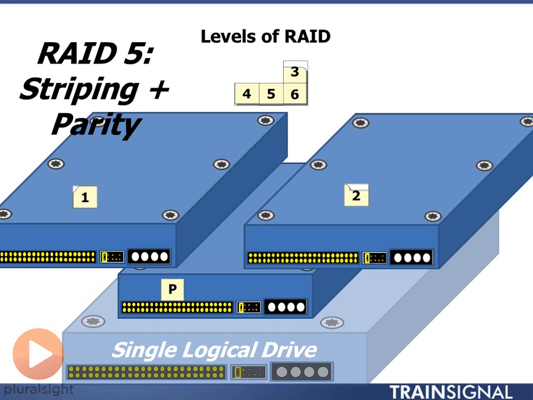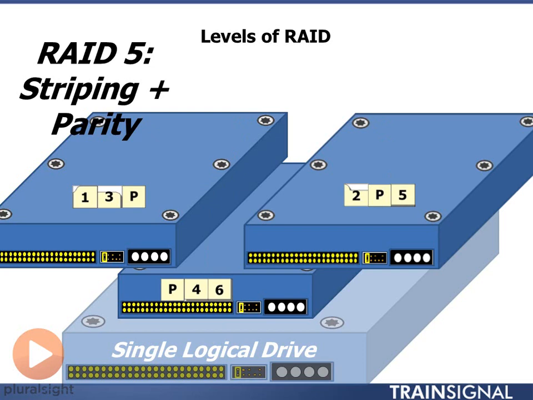But we move the parity block. So now we're going to put 3 on disk 1 here, and then we're going to throw the parity block on disk 2 and put 4 on 3. And then this stripe through will start off with parity, and then we'll do 5, and we'll do 6. Okay, so you see how that goes there?